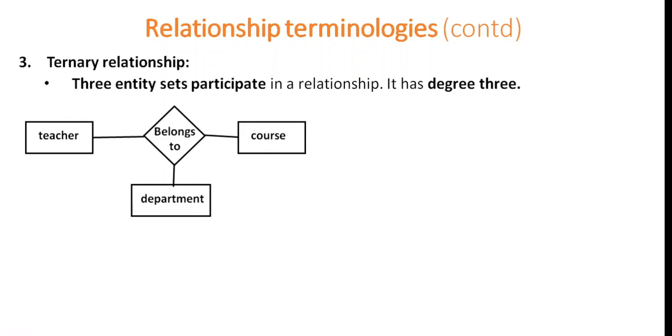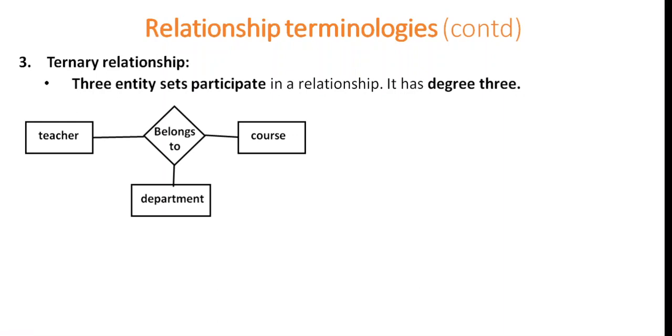A teacher entity is there, a department entity is there, and a course entity is there. A teacher teaches some course, or a course belongs to a teacher. This is one relationship between the teacher and course entities. Or a teacher belongs to a department, a department has some teacher, or a course belongs to a department, a department has a course. Through this single relationship, three entities are associated with each other. That's why it is called a ternary relationship.